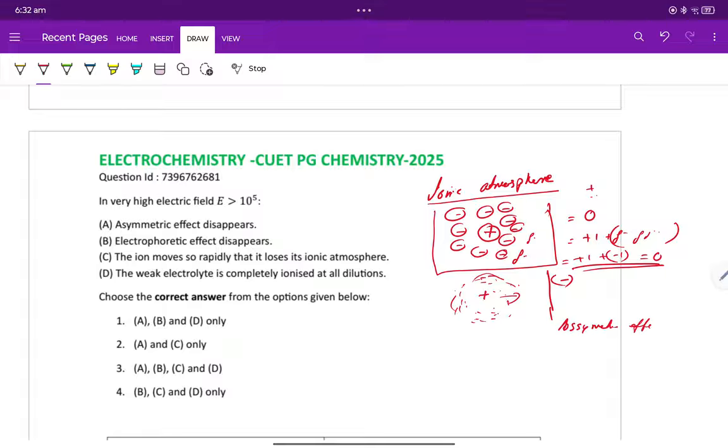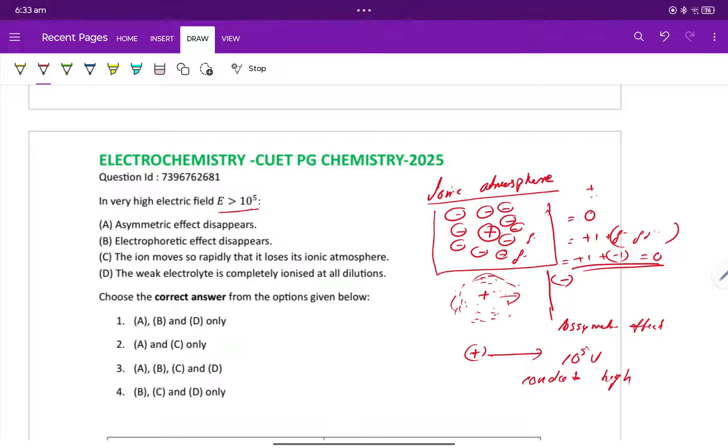Whenever I apply a high electric field of 10 to the power of 5, this positive ion will move very fast through this ionic atmosphere, since the electric field is very high. So in effect, these ions will not have the time to rearrange and go along with the positive ion. Once I apply a high electric field in the order of 10 to the power of 5 volts, in effect there is no ionic atmosphere and the conductance will be very high.